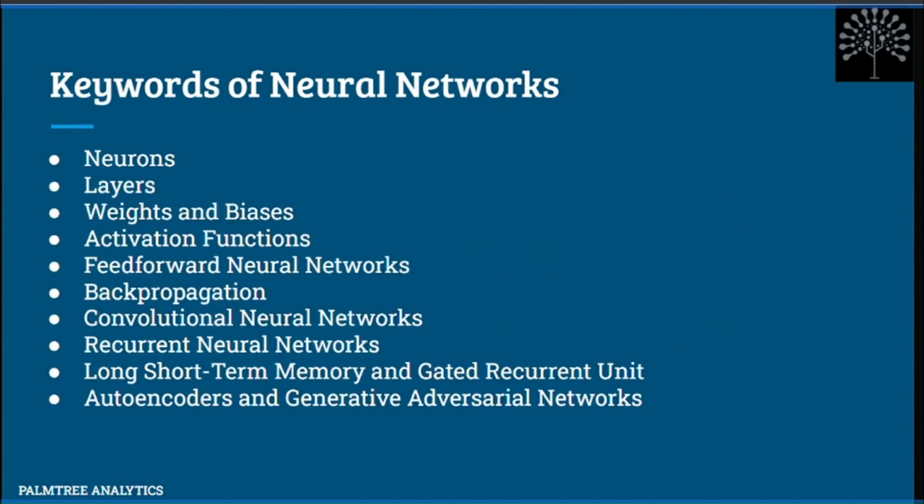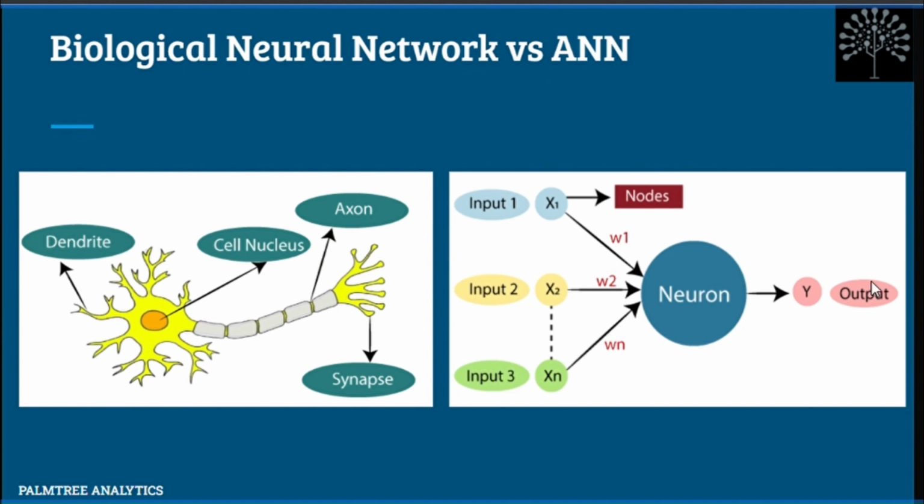So in the case of neural networks, what we see is neurons, layers, weights and biases, and activation functions. These are the general keywords for going into neural networks. Neural networks don't stop only with what we are speaking about, only this part.